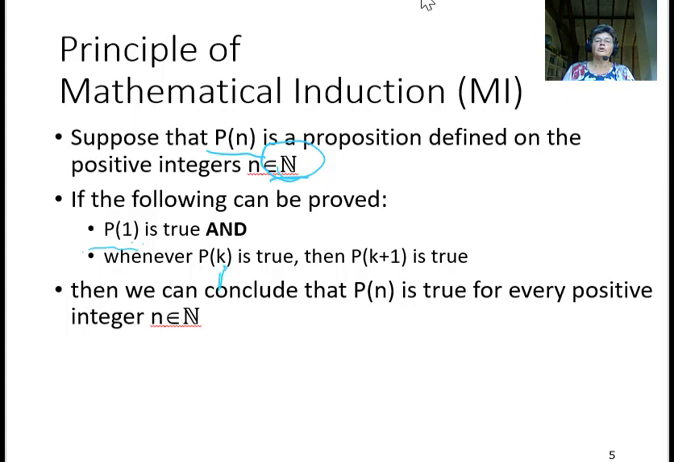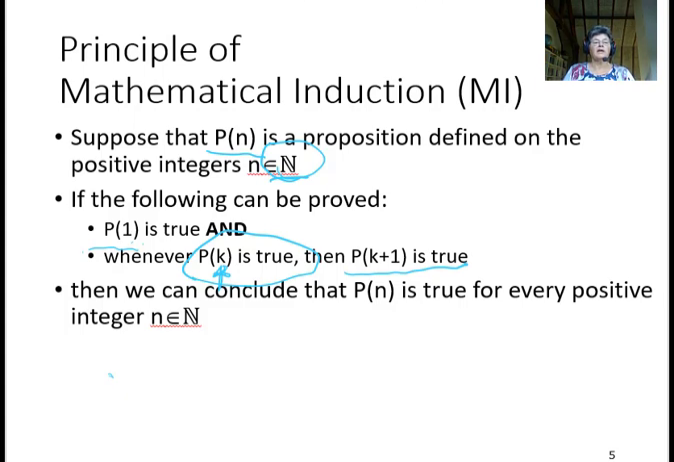And when we choose a random k somewhere in the middle, something larger than 1, and we assume that P(k) is true, and if we can prove then that the next one is also true, so if one domino falls, the next one will fall as well, then of course just by pushing the first one, the complete dominoes will fall. So every value in the domain will make this proposition true. So P(n) is true for every positive integer n.